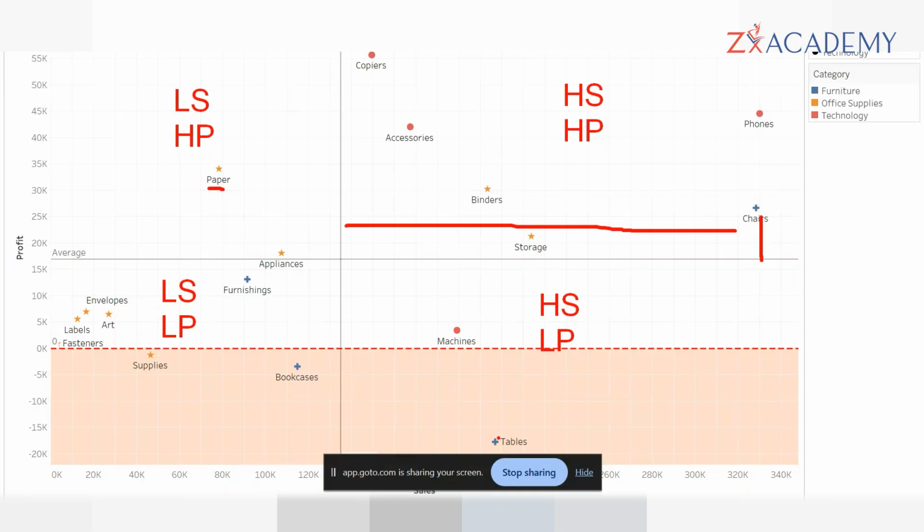Tables, you can see the sales is more than 2 lakh, 2 lakh 7,000 is the sales, but the profit is minus 18,000, negative profit. So here it's a big concern. As a data analyst, for those particular products belonging to this one, they have to immediately do an investigation on that. Immediately they have to do corrective measures on this on a priority basis.